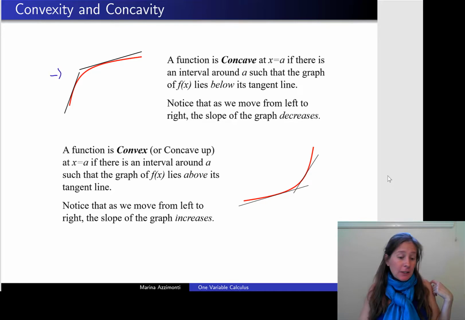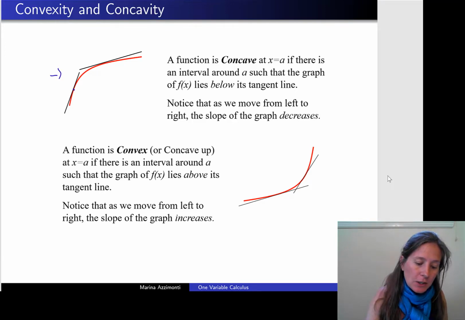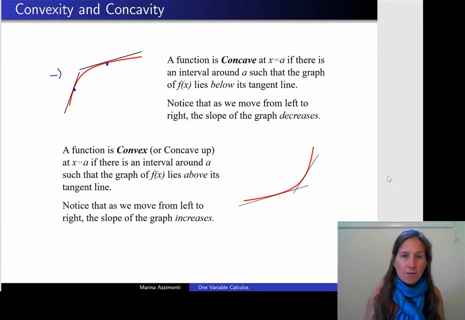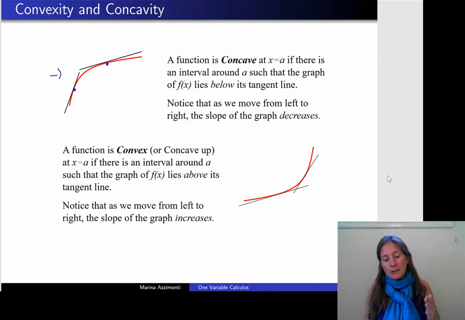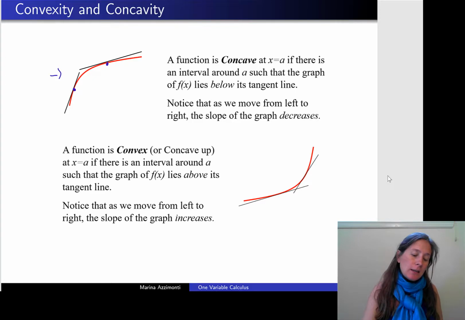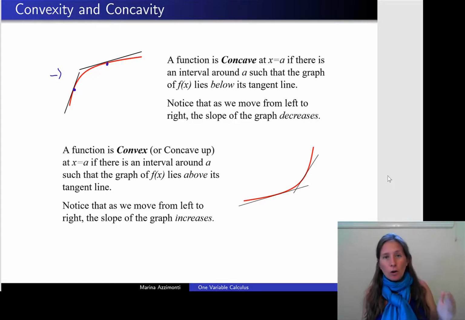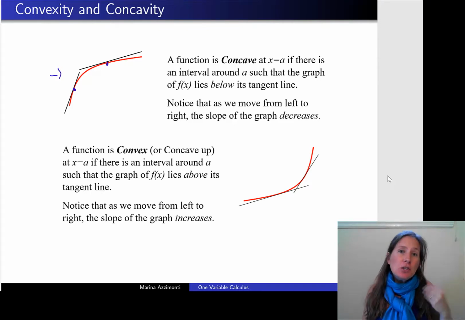Moreover, another property that you can already see from this graph is that as we move from left to right, so as we increase x, what happens with the tangent? Well, it's becoming flatter and flatter. So what this indicates is that in a concave function, the derivative is declining or decreasing. In other words, the rate of change of this function is going to be decreasing when it is concave.